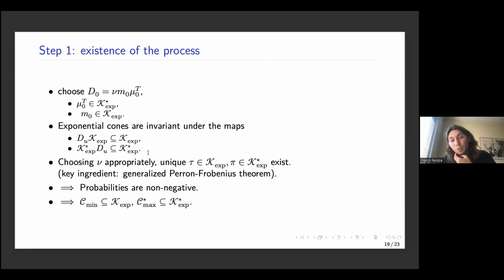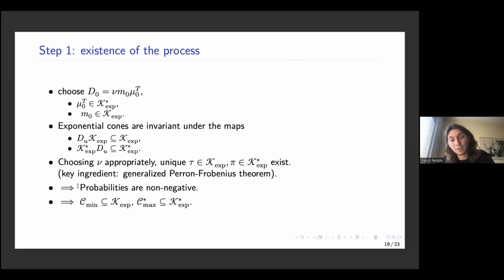And choosing mu appropriately, we have that a unique tau in the exponential cone and pi in the dual exist such that they are also stationary. The key ingredient here is a generalized Perron-Frobenius theorem, which says that if a matrix leaves a cone invariant, then it admits an eigenvector in the cone with eigenvalue equal to the absolute value of its spectral radius. And so these three ingredients certify the existence of a stable cone.